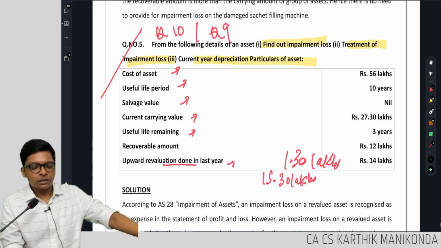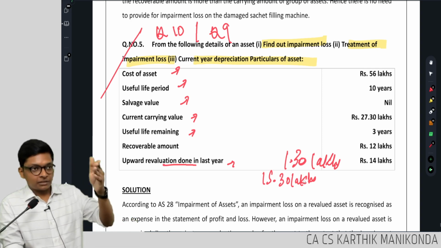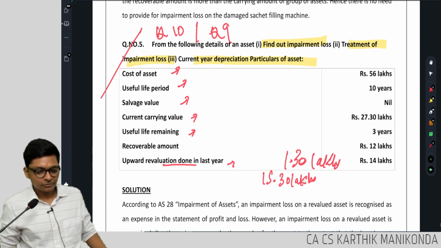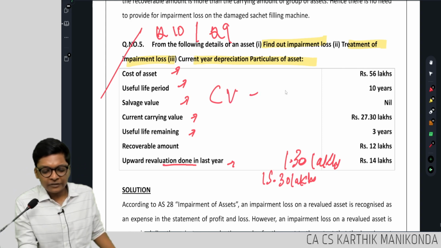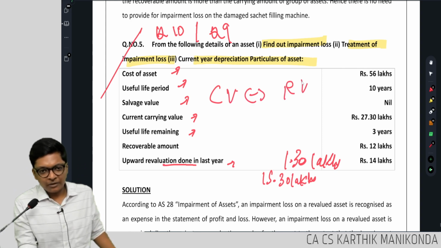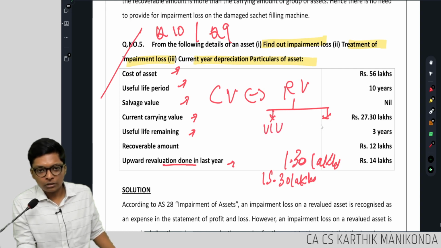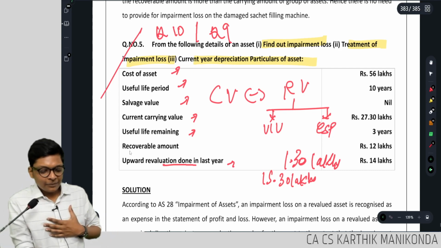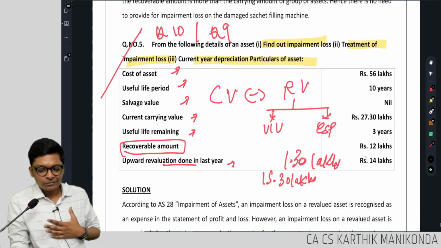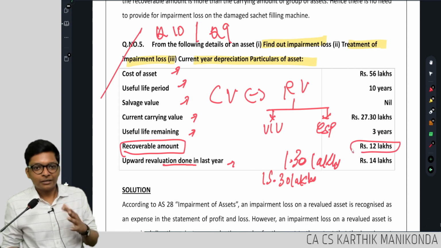Okay, follow, guys. I have to compare 3 things. Answer 15.3. I have to compare 3 things. Carrying value with my recoverable value. Recoverable value is the higher of value in use or estimated selling price. First, the recoverable amount, he gave it up. What to compare? Nothing to compare.